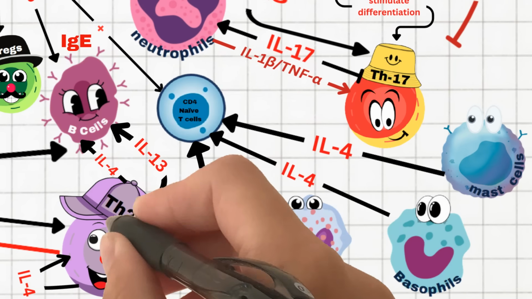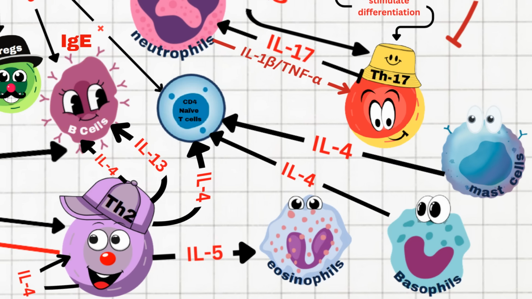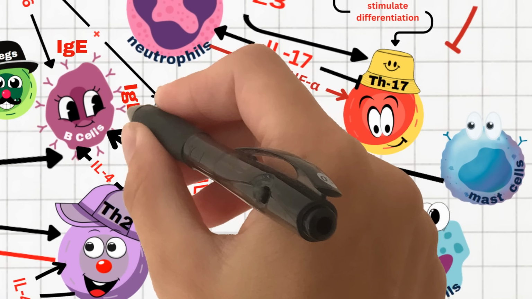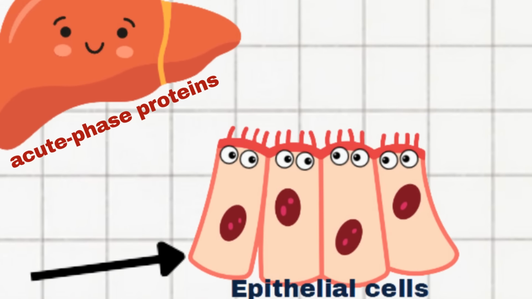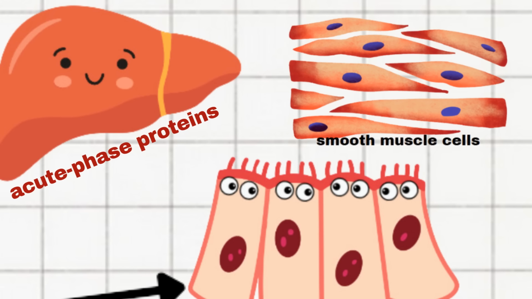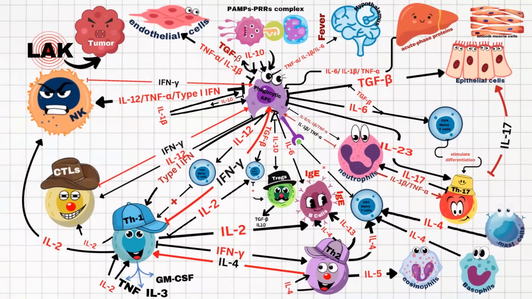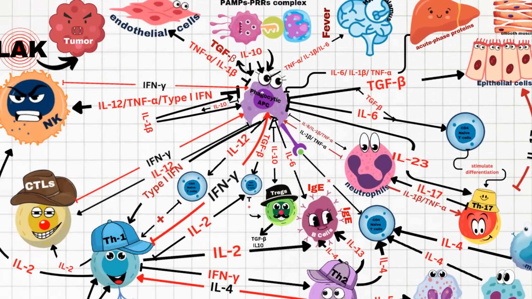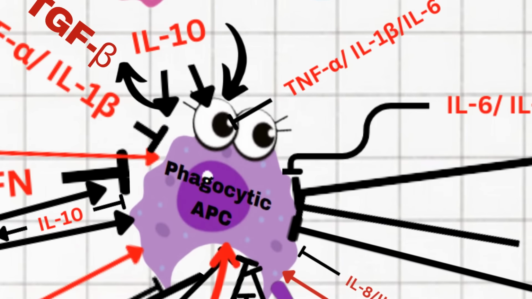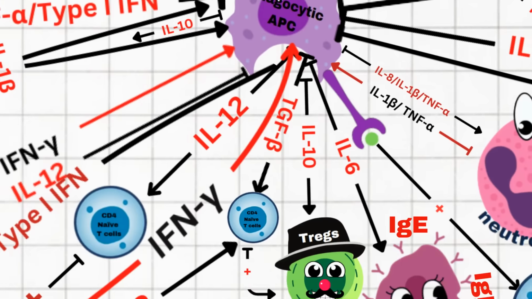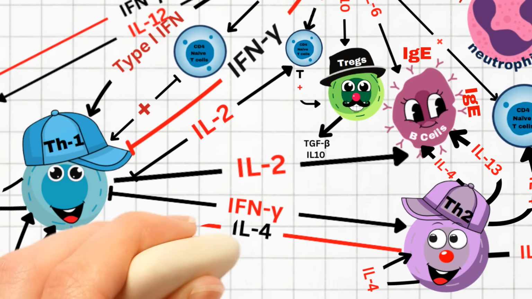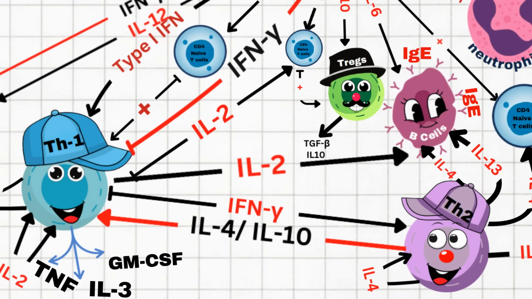Interleukin-13 targets B cells, similar to interleukin-4, promoting class switching to IgE, epithelial cells, increasing mucus production, and smooth muscle cells, contributing to airway hyperresponsiveness relevant in asthma. Interleukin-10 is an anti-inflammatory cytokine that targets macrophages and dendritic cells, inhibiting the production of pro-inflammatory cytokines and reducing antigen presentation to limit the immune response and prevent tissue damage. It also targets T cells, suppressing the activity of T helper 1 cells and promoting regulatory T cell development.